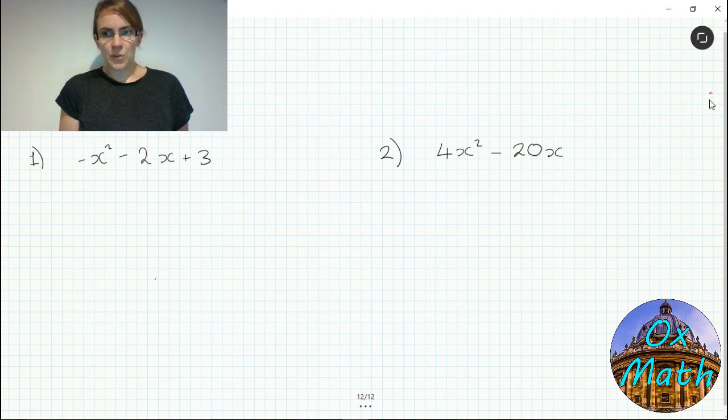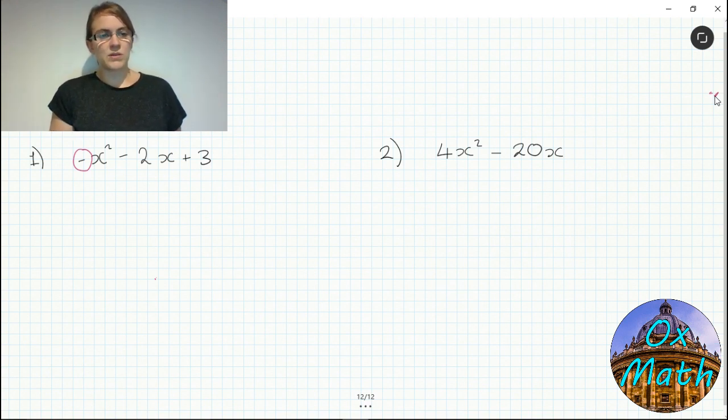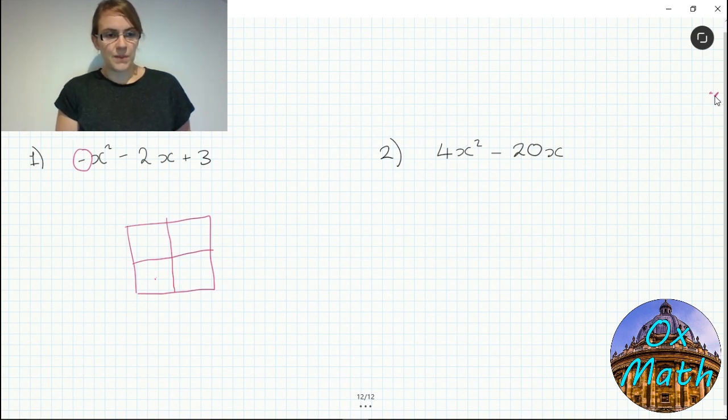So in question 1 over here, the difference is that we have a minus x squared. So instead of being positive, our x squared coefficient is negative. If this was part of an equation that we were trying to solve, I would just move everything to the other side and make it positive to make it easier. But if you ever have to factorise a quadratic with a negative x squared term, it is possible. And I would use our grid method again, because adding to make minus 2 and multiplying to make plus 3 doesn't quite work because of the minus x squared.